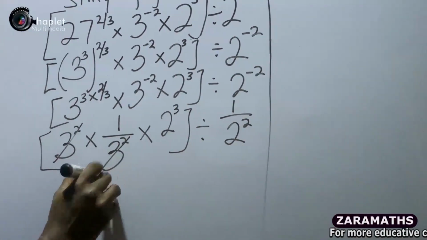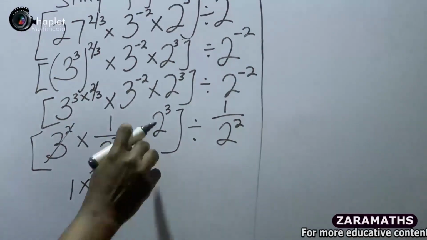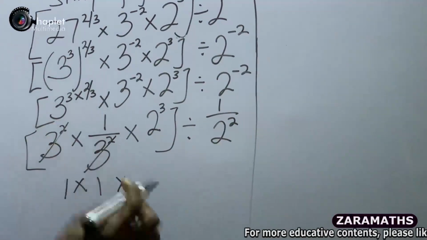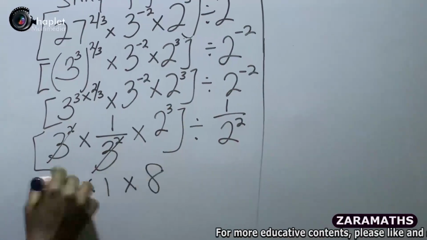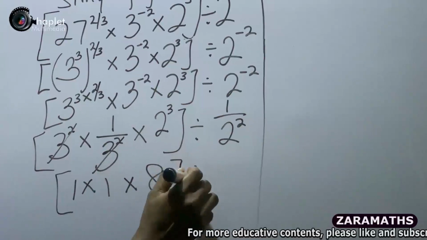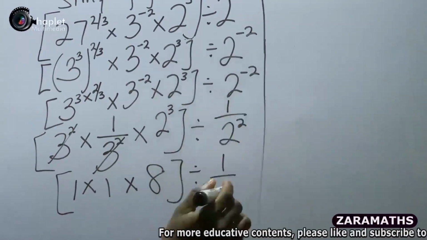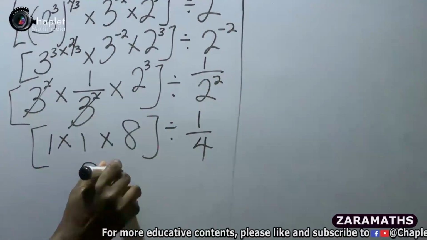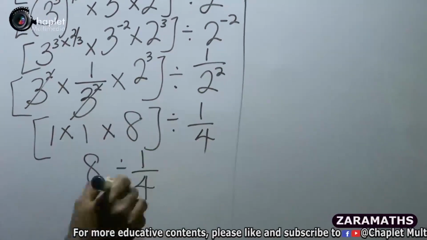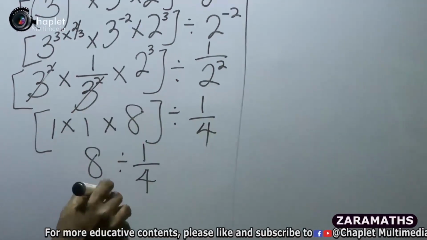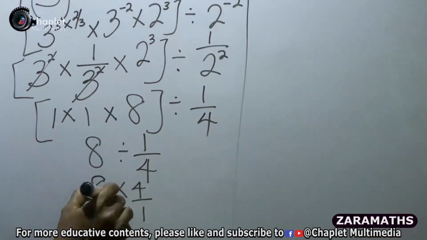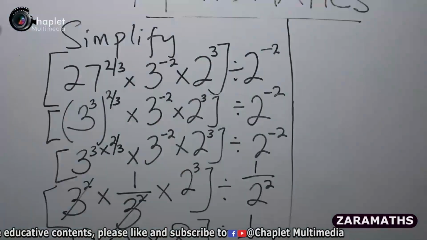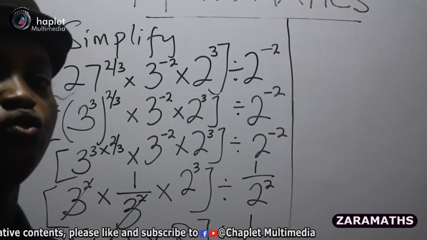We are left with 1 times 1 times 2 raised to the power of 3, which is 8. That is 2 in 3 places, 2 times 2 times 2, which is 8, all in brackets, divided by 1 all over 2 raised to the power 2, which is 4. 1 times 1 times 8 gives us 8, divided by 1 over 4, to give us 8 times 4 over 1, which is 32. So whichever method you find easier, you work with.